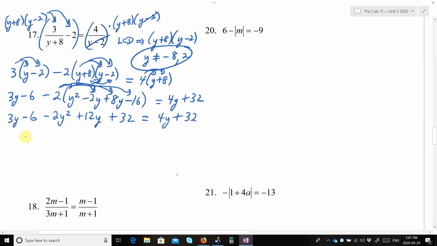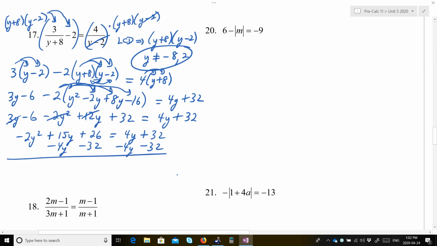Okay, let's collect like terms. We have negative 2y squared. There's only one y squared term. We have 15 y's. And negative 6 plus 32 is 26, equals 4y plus 32. Now go subtract 4y, subtract 4y, subtract 32, subtract 32, and we have negative 2y squared plus 11y minus 6 equals 0.